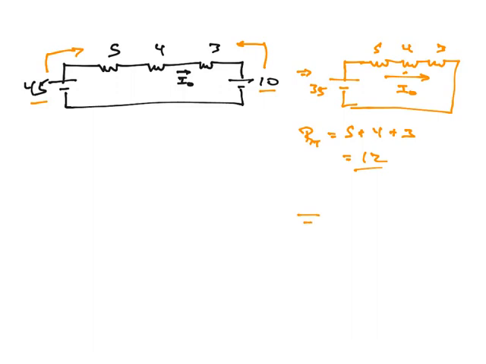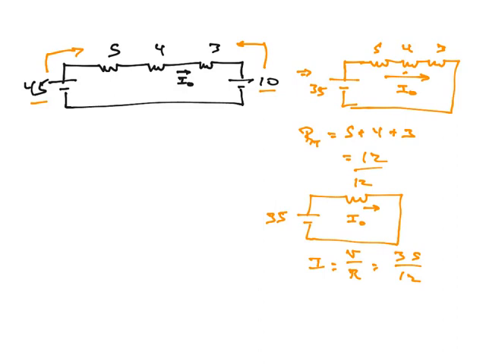So now we have a single resistor, voltage source of 35, a single resistor of 12, and I'm looking for the current running through him. If I want the current, I is equal to V over R, so it's 35 over 12. Okay. Or again, I could have gone the loop analysis route.